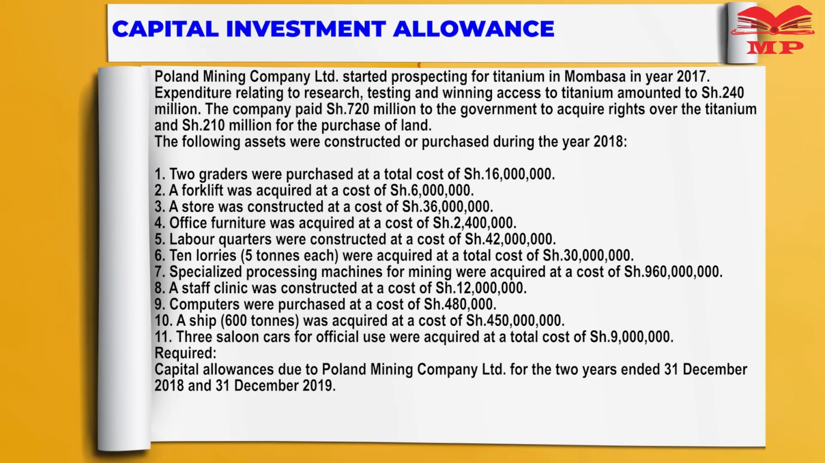A store was constructed at a cost of 36 million. Office furniture was acquired at a cost of 2,400,000. Labor quarters were constructed at a cost of 42 million. 10 lorries, 5 tons each, were acquired at a cost of 30 million. Specialized processing machine for mining were acquired at a cost of 960 million. Staff clinic was constructed at a cost of 12 million.